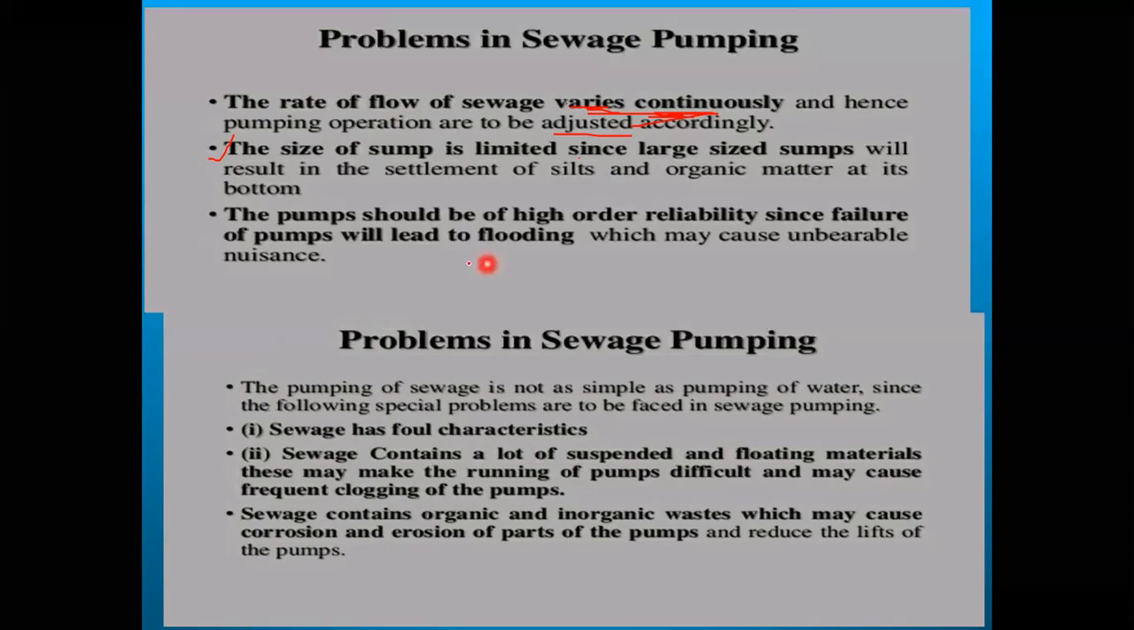When this fails, we get a problem of flooding, which is an unbearable nuisance, a very huge problem because it is related to water. That's why it should be reliable in nature, and the specification should also be reliable. Next, what are the other problems?